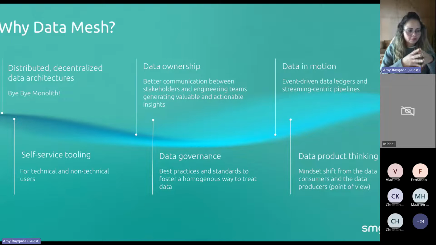Then we also wanted data governance, which is one of the pillars, of course, to foster the best practices and all the standards, to have a very standard way to treat the data across the different business units. And of course, we wanted data product thinking, this shift in mentality between data consumers and data producers, and to start really communicating between them.